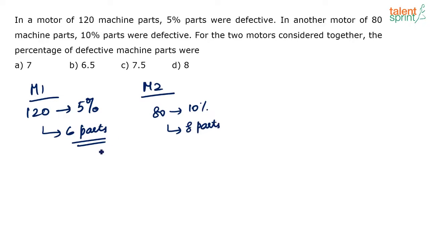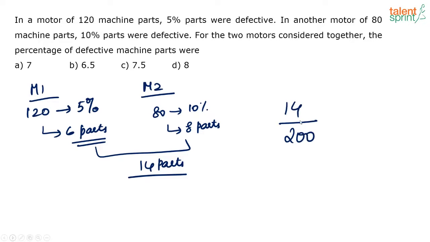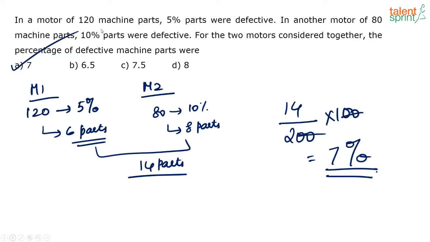So put together, how many parts are defective in total? When you combine both the machines together, there are 14 parts which are defective. And totally how many parts are there? 120 plus 80. That is, out of the total 200 parts, 14 parts are defective. So what percentage is this? That is what we are looking for, correct? That is nothing but 14 by 2. That is, it constitutes 7% of the total parts. So the correct answer is option A, 7.